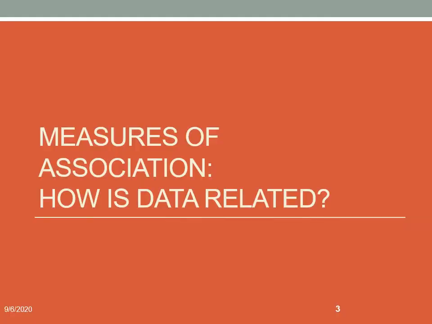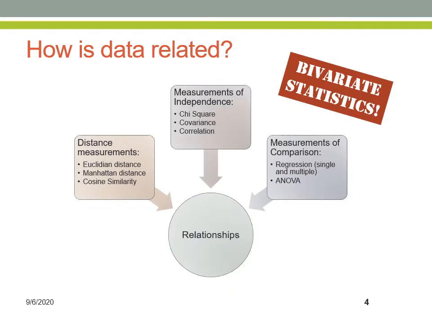Both covariance and correlation are part of the measures of association. The measures of association answer the question, how is data related? There are different ways to analyze the relationships between data. We have here the measurements of independence. We're seeing covariance and correlation in that group, and another strategy, chi-square. Then we have the distance measurements here, namely the Euclidean distance, the Manhattan distance, and another type of distance, namely cosine similarity.